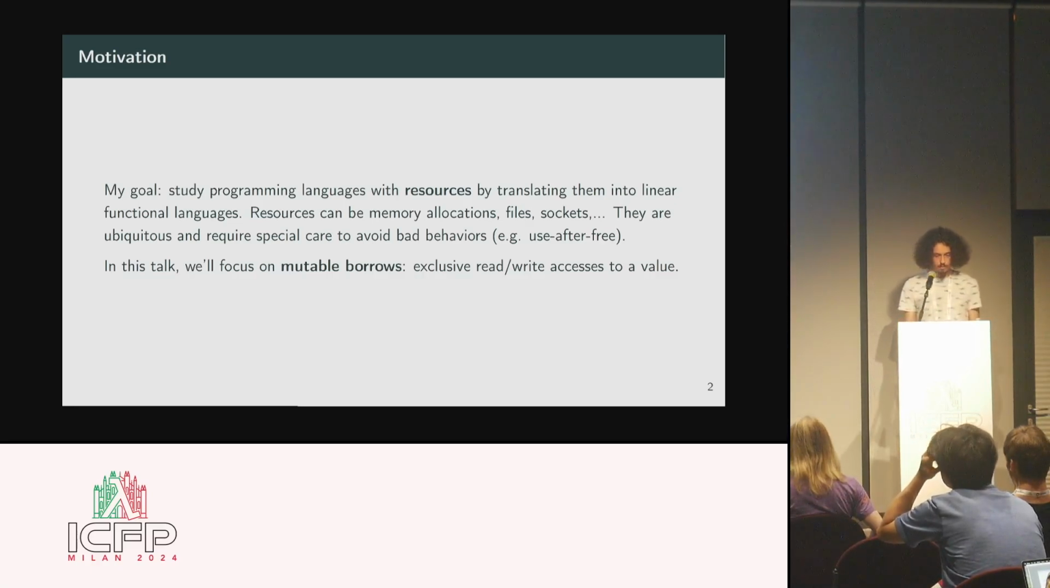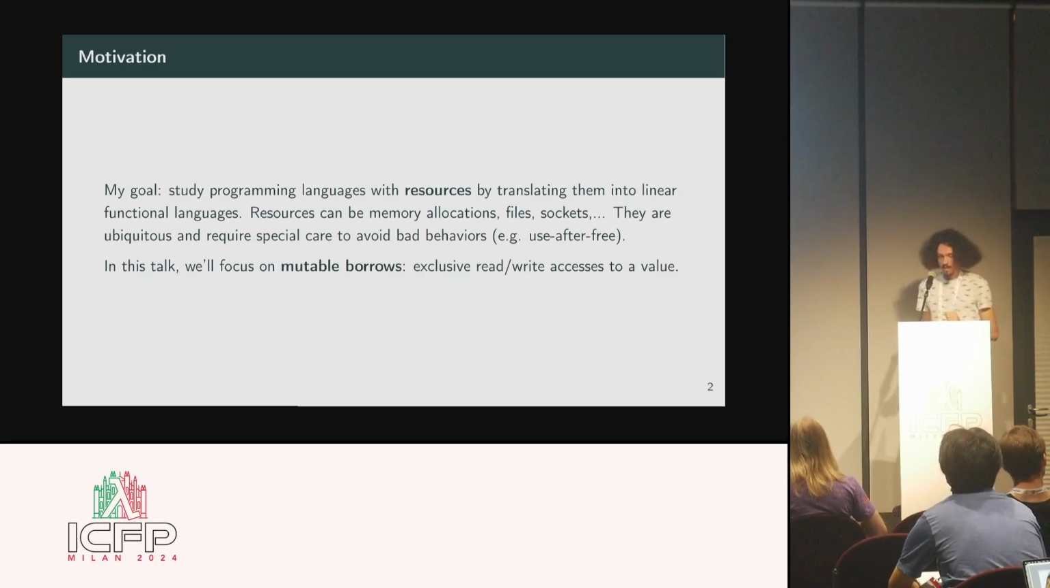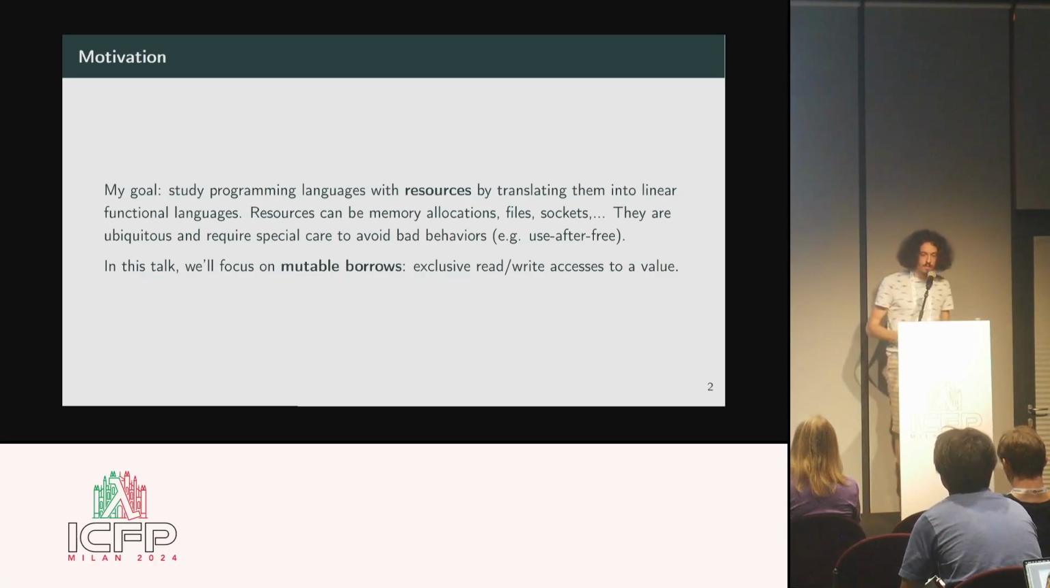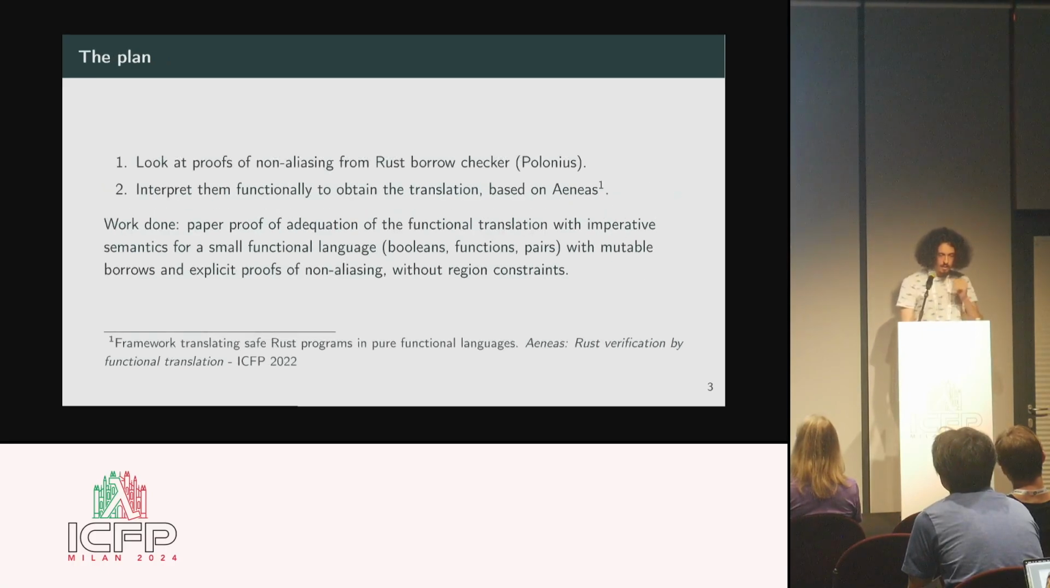That was already presented just before. Those are exclusive read-write accesses to a value. The plan for this talk is to first look at the proofs of non-aliasing that we get from the new Rust borrow checker, which is called Polonius. And then we will look at how to interpret them functionally to obtain the translation.